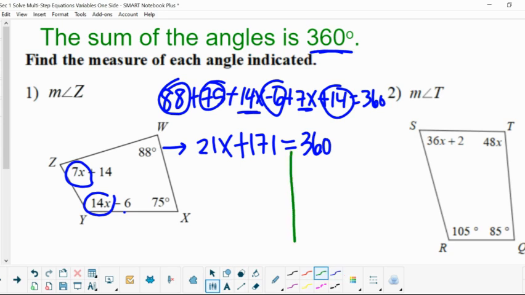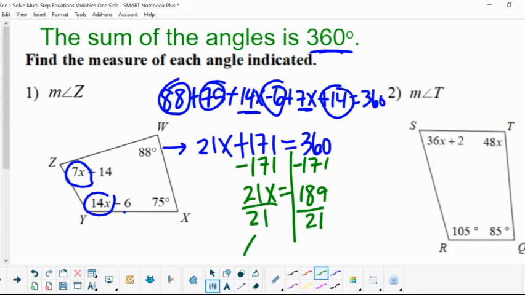So now we've got to get x by itself. So Ava, what do you do now? Good, minus the 171. Who's got that? 360 minus 171. 189. Divide by 21. 189 divided by 21. 9. And then if they asked you, like this one says find z, you could come over here and plug in that 9 where the x is and figure it out. You could do that if you had to.